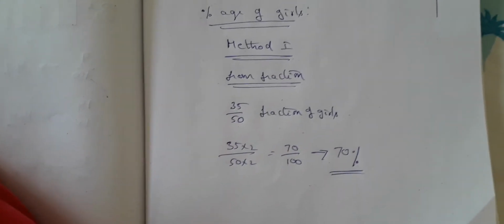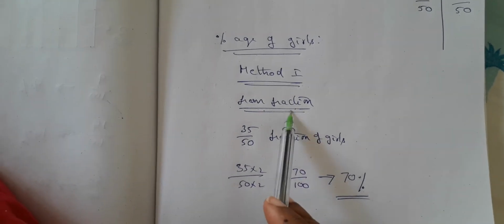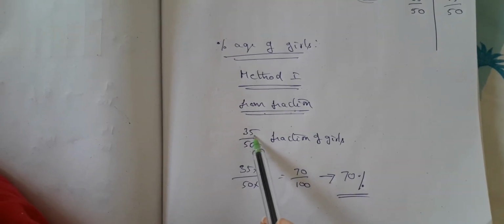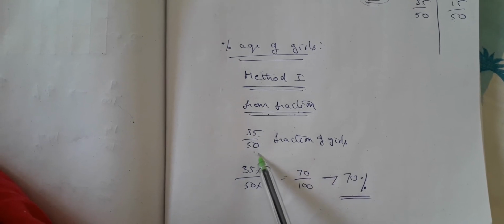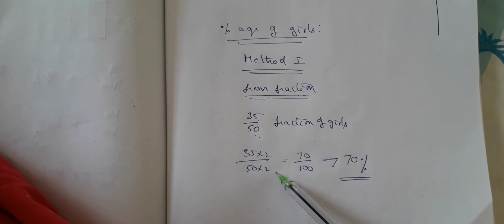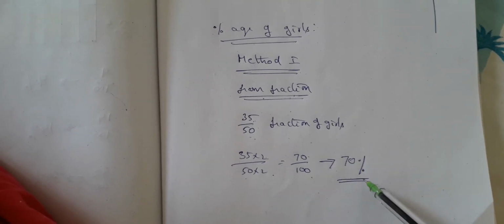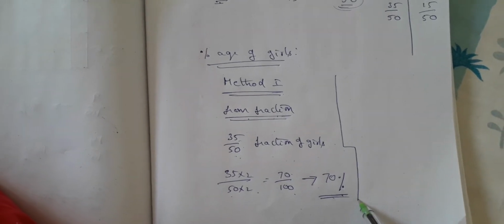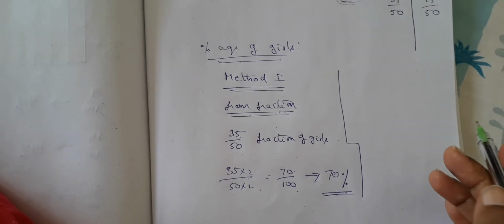What did I do? I used from fraction. I took the fraction into consideration. What is the fraction of girls you have? 35 by 50. What did I write? 35 by 50 can be written as an equal fraction as 35 into 2 by 50 into 2. You know this pretty well. So that is 70 by 100, which is 70%. This is one method. I'll give you another method which is a very smart way of doing it.